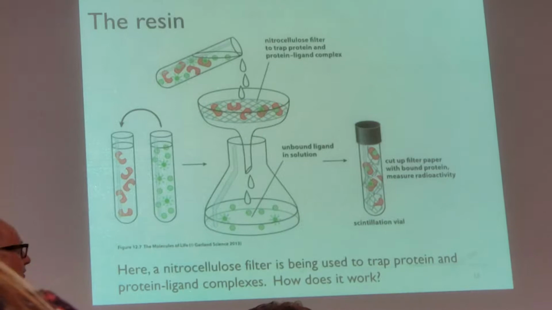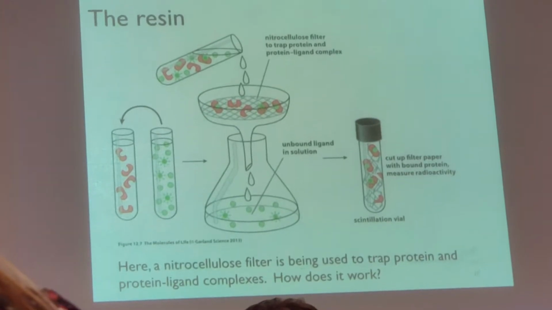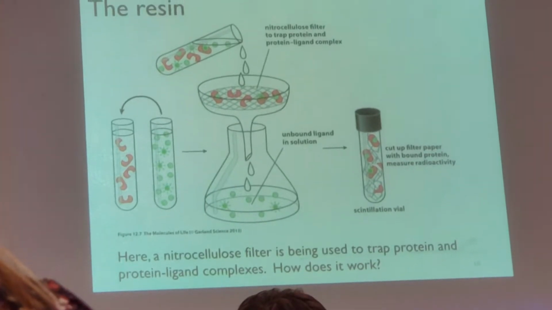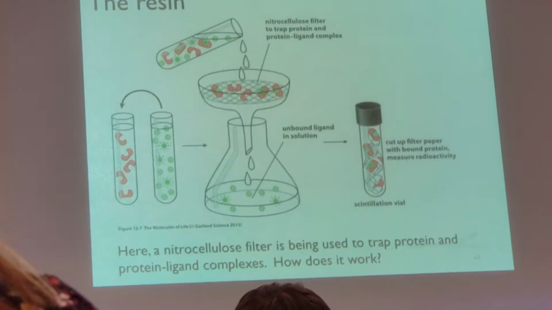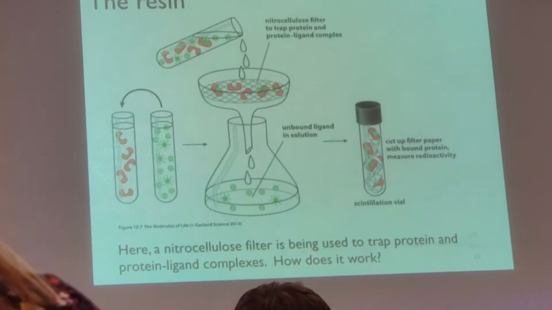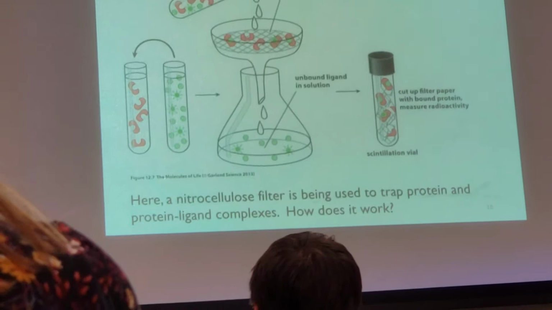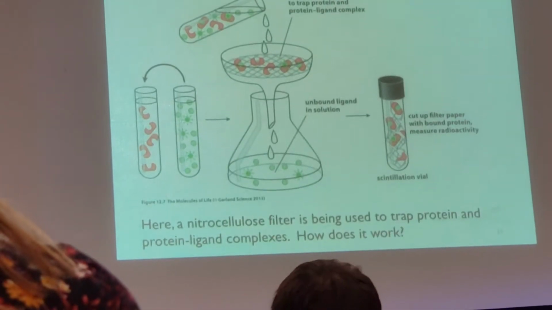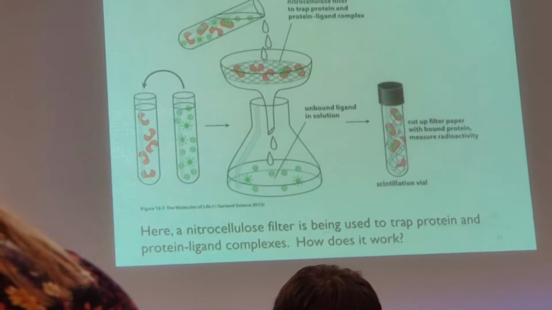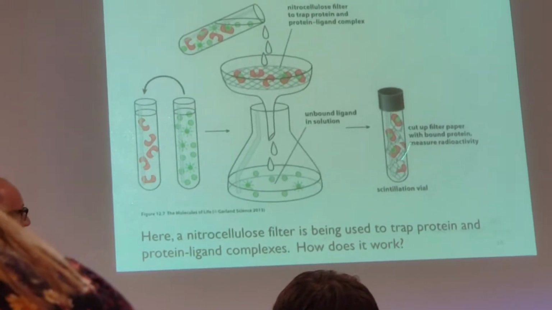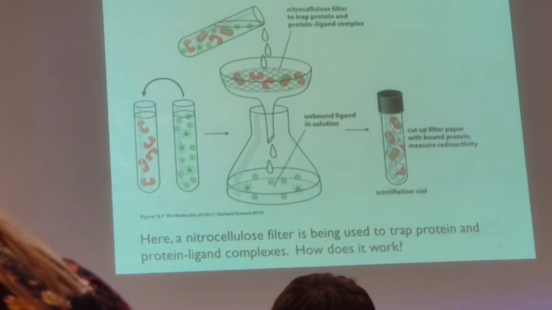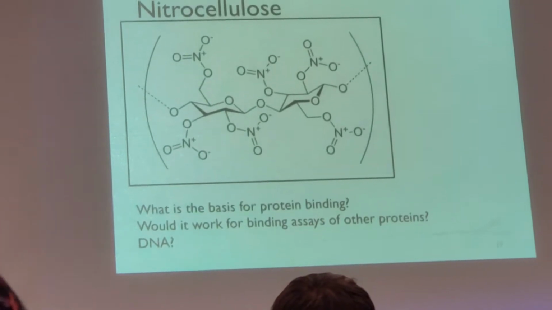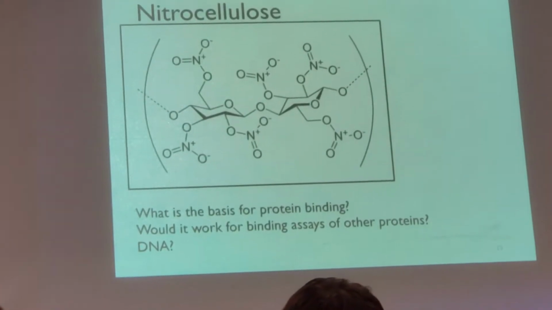So it might be a good way to trap protein and trap protein ligand complex, all protein, but we're interested in protein ligand complexes, whereas all the unbound estrogen just goes through. So centrifugation format, pour over filter format, but essentially they're doing the same thing. All right, so measure radioactivity, and that's okay. So a little bit about the details of this experiment.